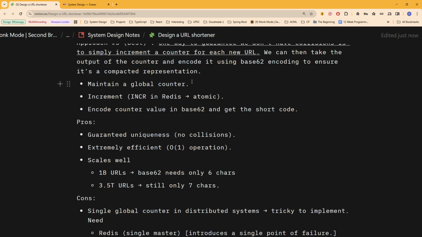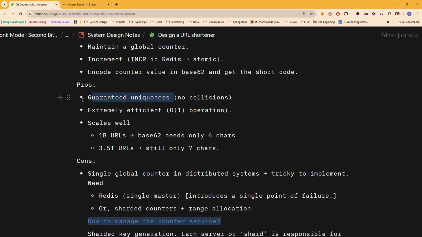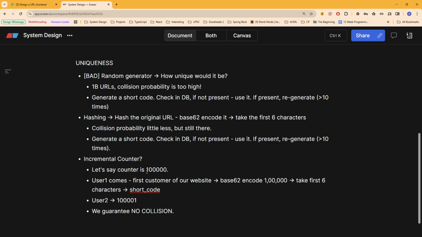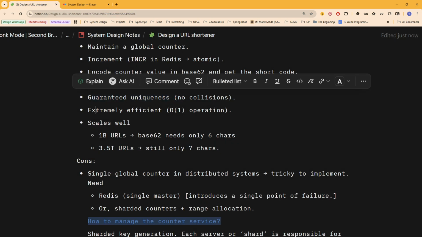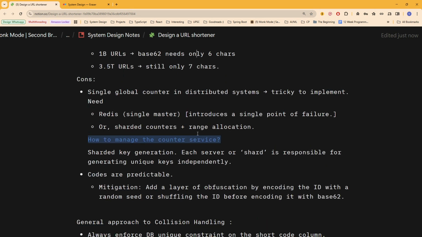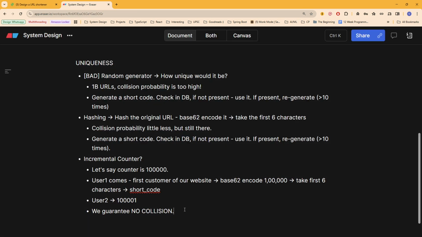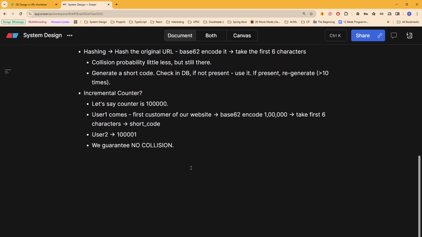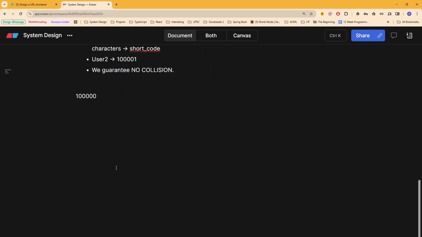So we maintain a global counter, we increment it, and we encode it and get the shortcode. Here we are guaranteeing the uniqueness, and it is extremely efficient because you know what you have to encode. So it's an O(1) operation, and it scales well. Now what are the cons? Nothing comes easy. If you have come up with such a good solution, there are some cons to this as well.